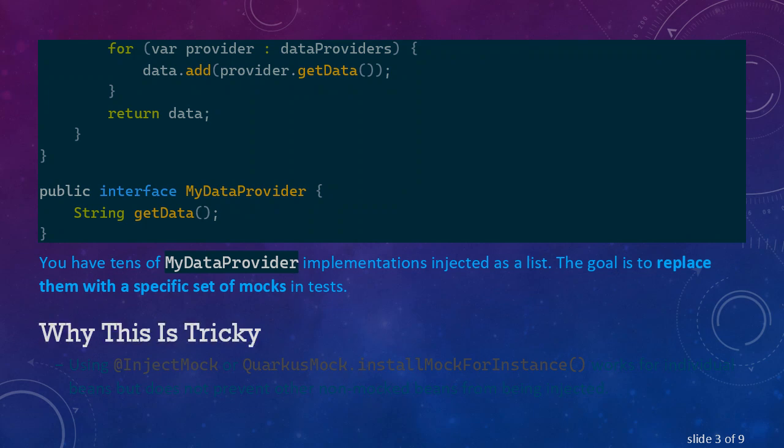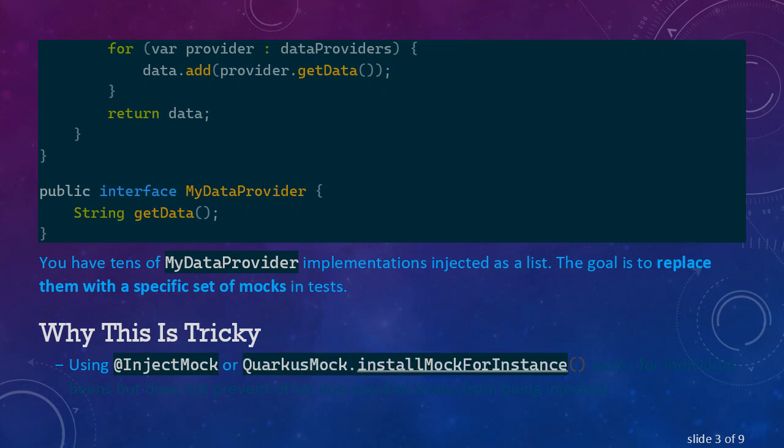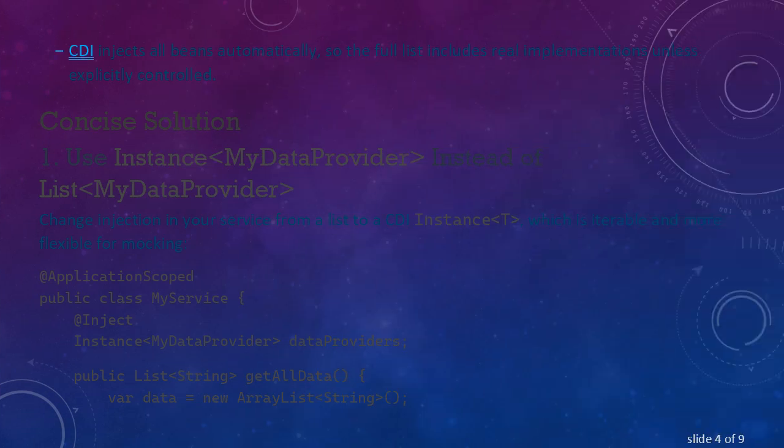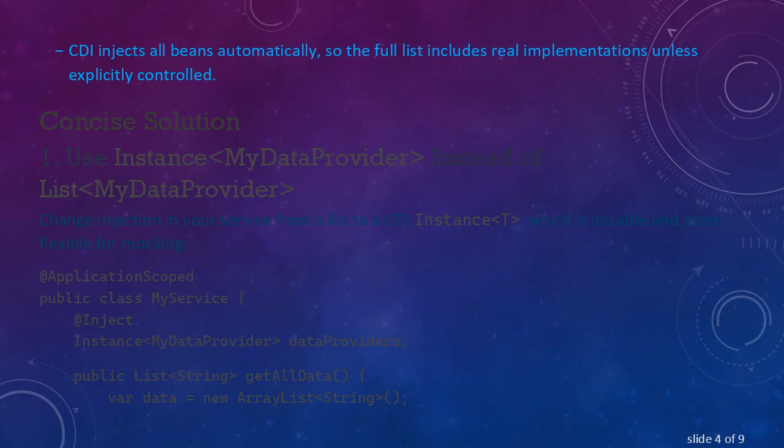Why is this tricky? Using @InjectMock or QuarkusMock.installMockForType, for instance, works for individual beans but does not prevent other non-mocked beans from being injected. CDI injects all beans automatically, so the full list includes real implementations unless explicitly controlled.